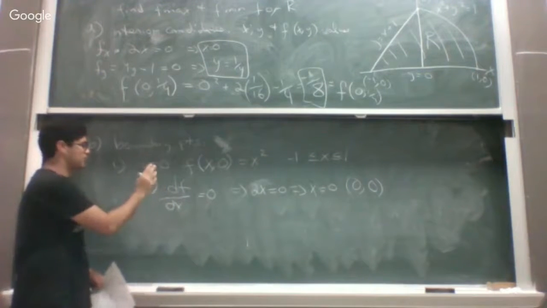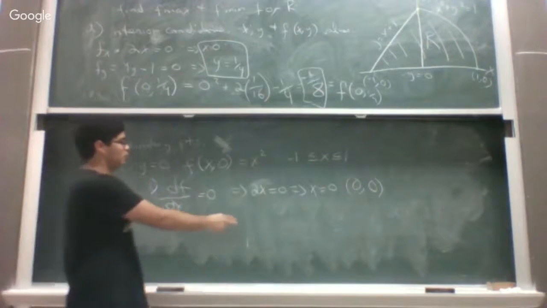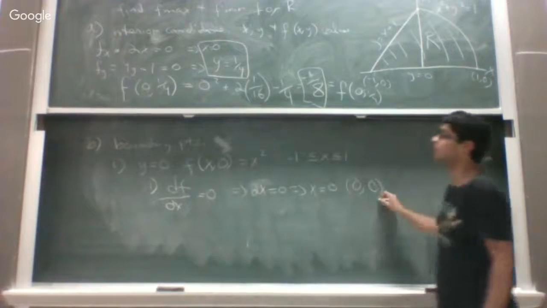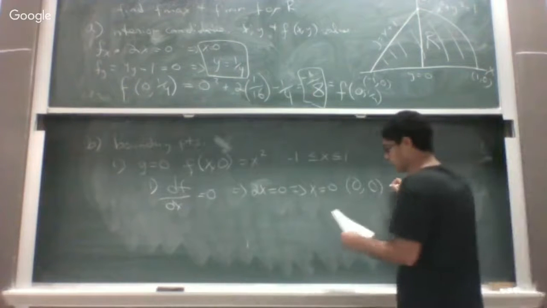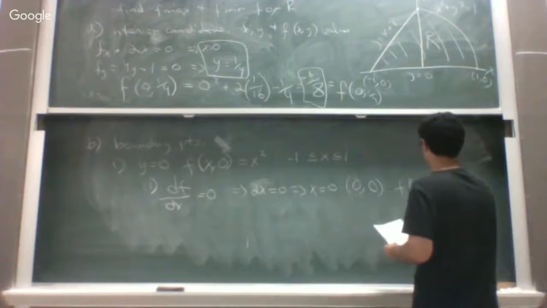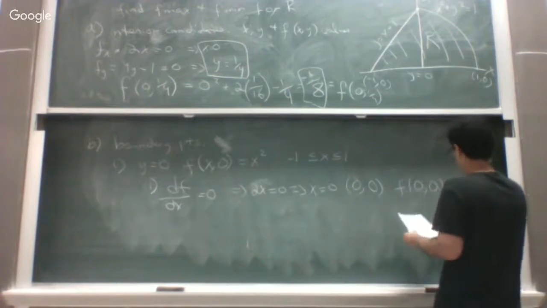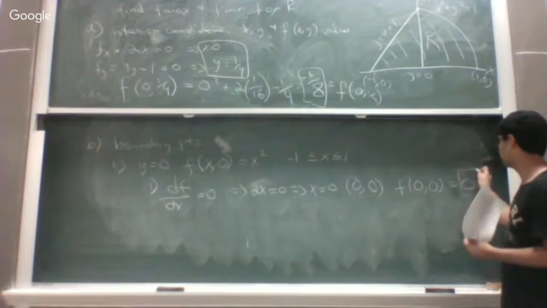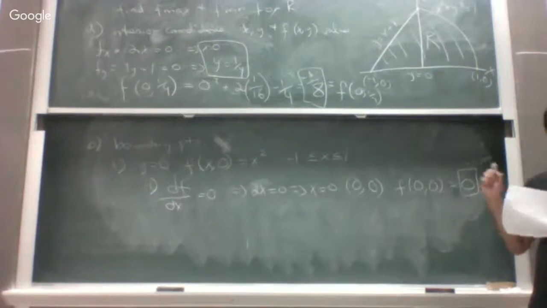So it's the derivative with respect to x. 2x is equal to 0, x is equal to 0. So we have our point 0 comma 0. So the function at 0 comma 0 is equal to 0. Okay. Now we have another point that could be a max or a min.